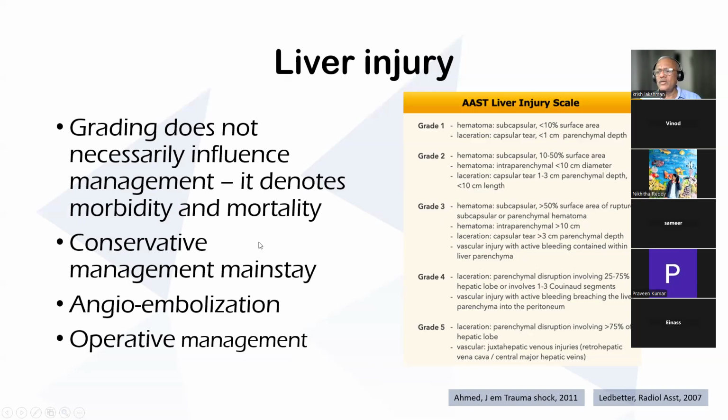You go more by the hemodynamics of the patient and how the patient behaves over the next 12 to 24 hours. You must have a low threshold for laparotomy. What you do when you encounter bleeding is something which we can discuss later. As I said, you can have conservative treatment. In fact, a large majority of liver injuries, like splenic injuries, are managed conservatively today. You can consider embolization and operative management.